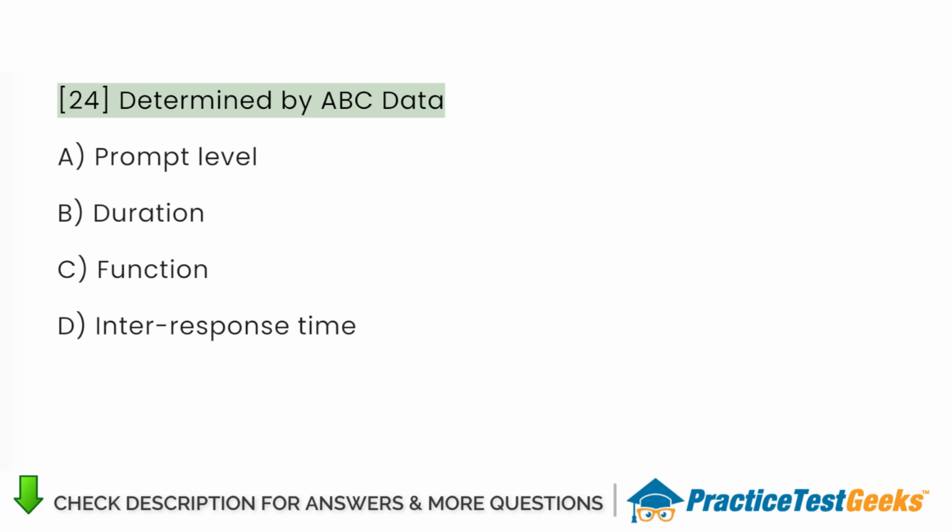Determined by ABC data. A. Prompt level. B. Duration. C. Function. D. Interresponse time.